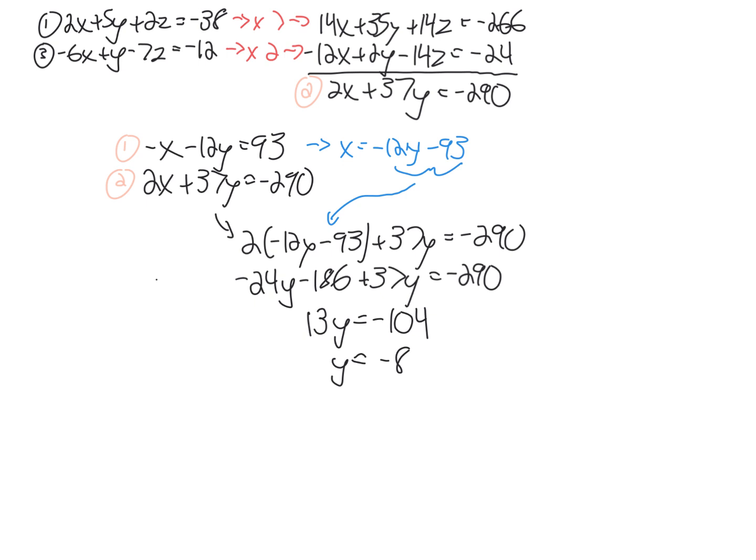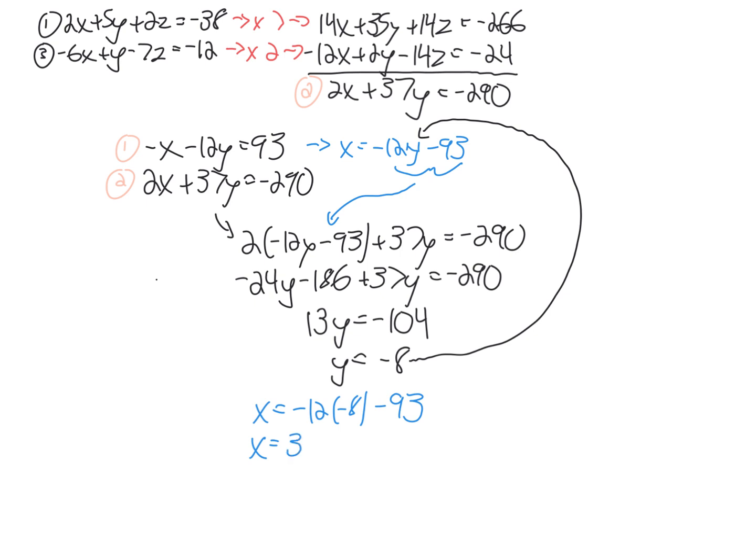Now to solve for x, I'm going to take that y and plug it back in to this equation up here. So x equals negative 12 times negative 8 minus 93. Negative 12 times negative 8 is 96, so 96 minus 93 is 3. So far, I've got x equaling 3, I've got y equaling negative 8.